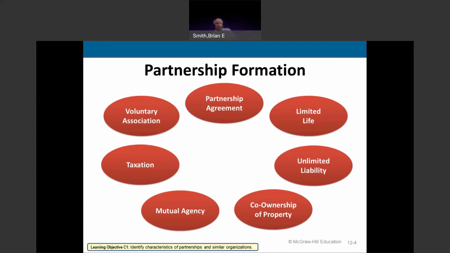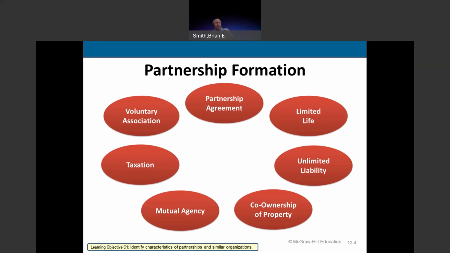Like the sole proprietor, it has a limited life. If one of the partners dies, leaves the partnership, or in any way leaves that agreement, then the partnership is dissolved. Even by bringing on a new partner, if all the other partners stay the same, that new partner will dissolve that old partnership and form a new one.